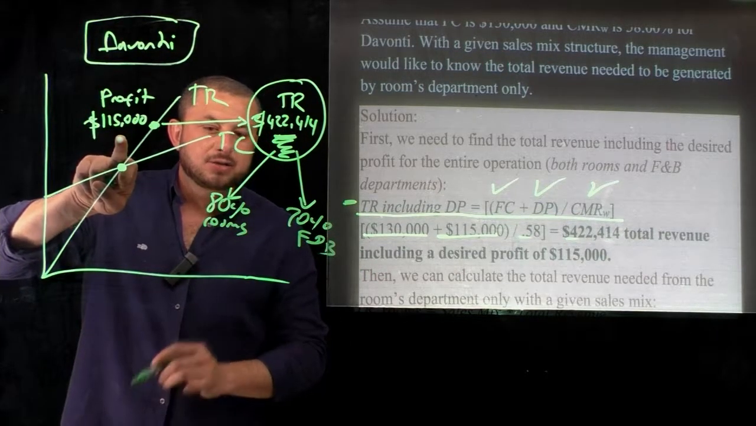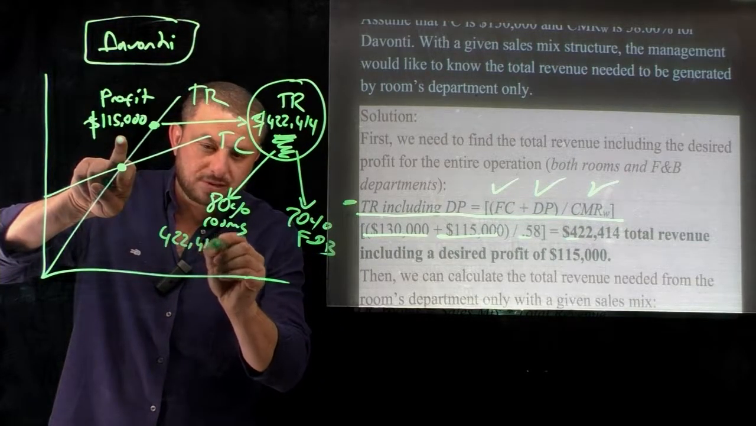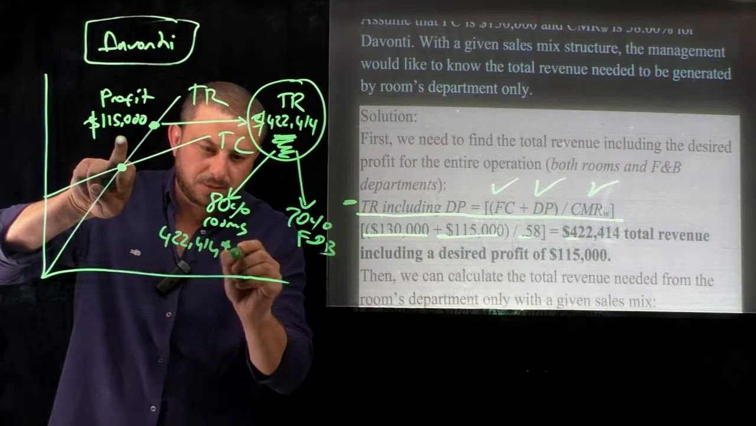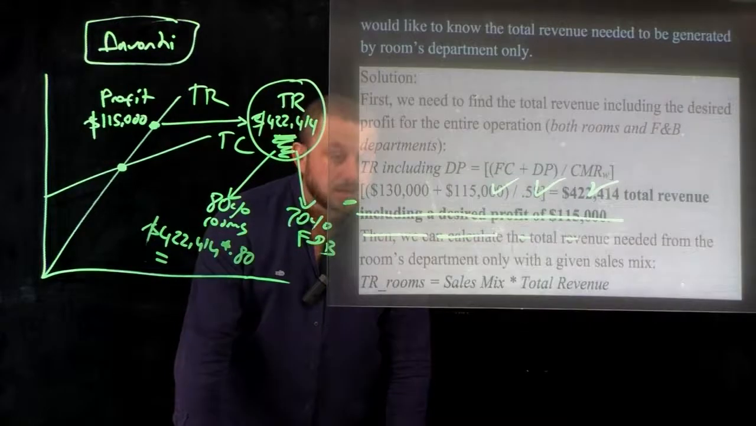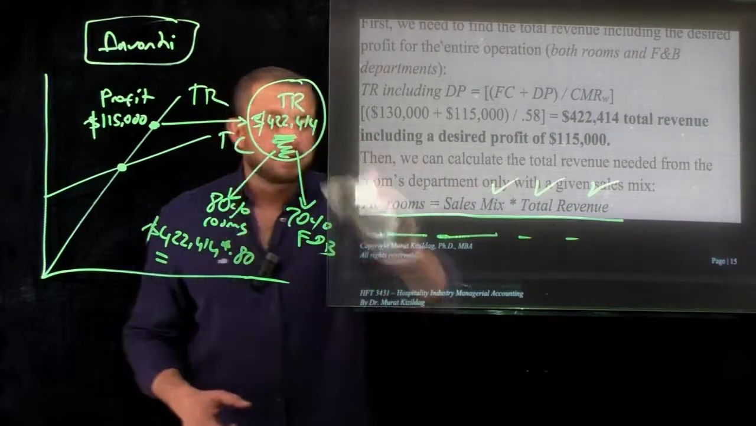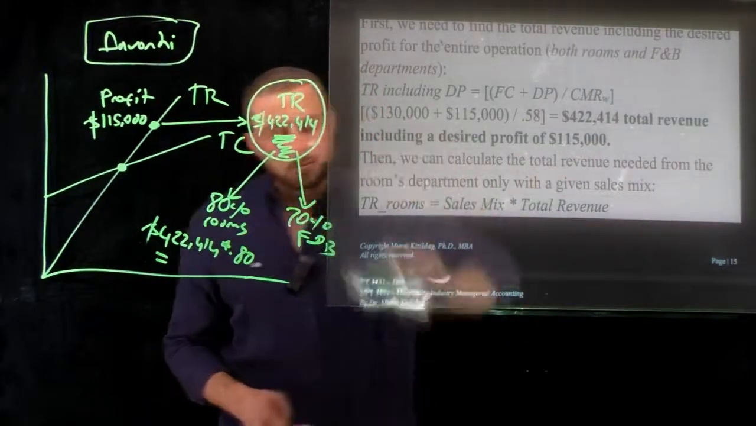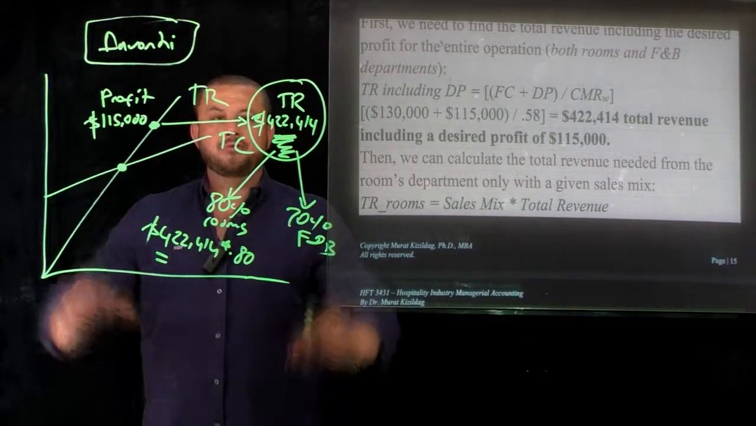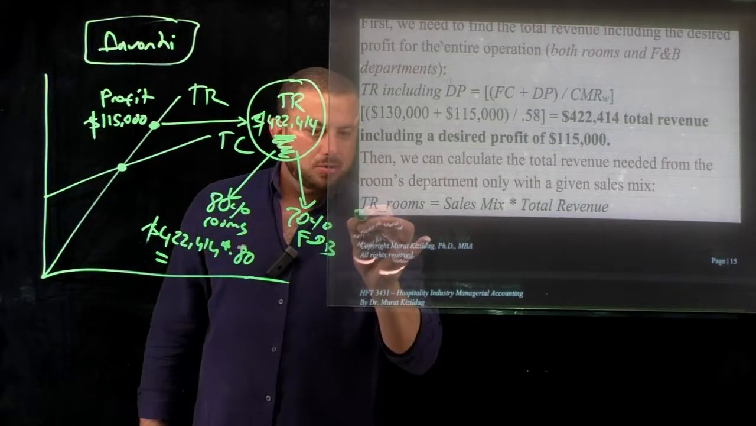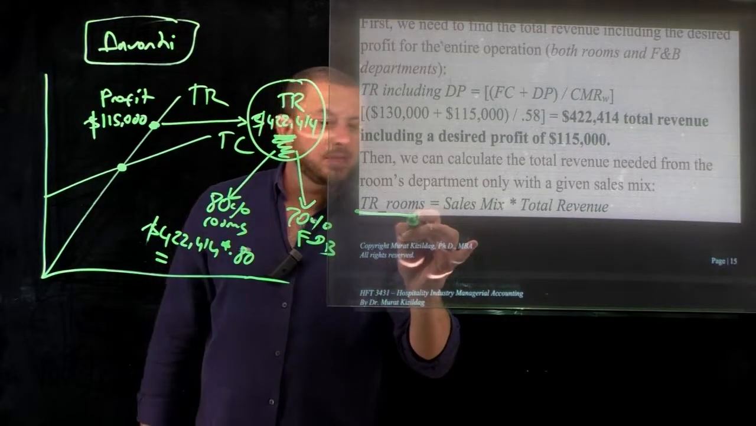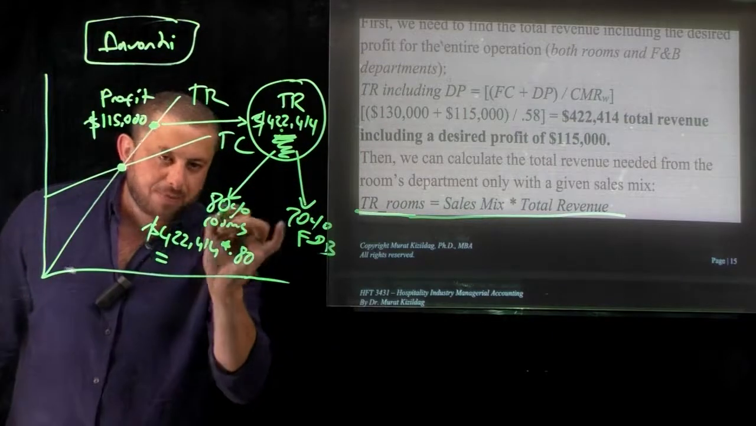Okay, guys? So if I take 80% of 422,414, multiply by 80, I will be able to find out how much I need to generate from the rooms department only in order for me to satisfy these criteria right here. Therefore, TR rooms, which is this guy right here, will be equal to sales mix multiplied by total revenue. Total revenue is this. Sales mix is 80%, given in the question.